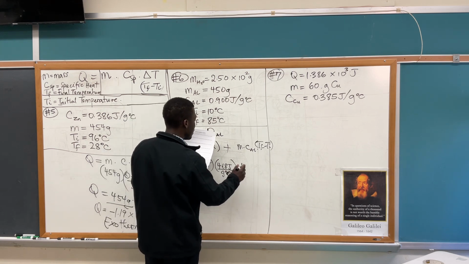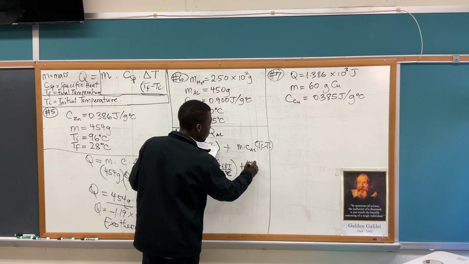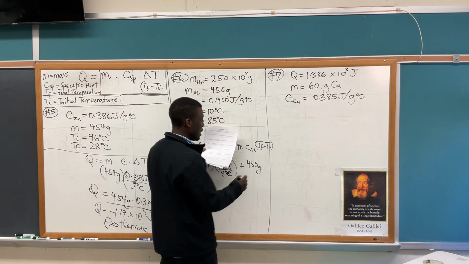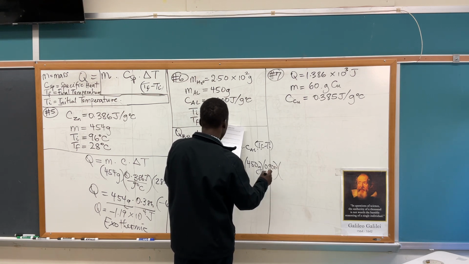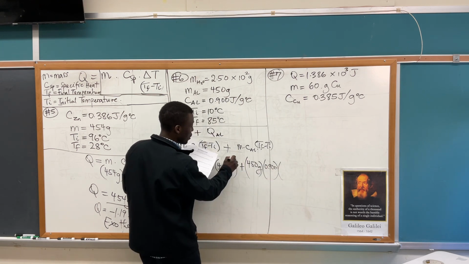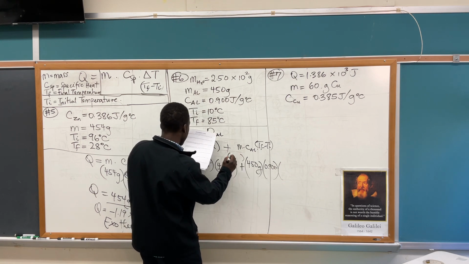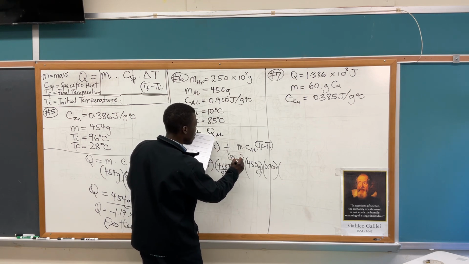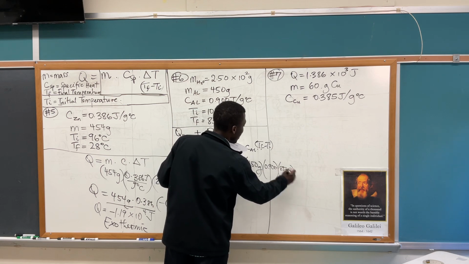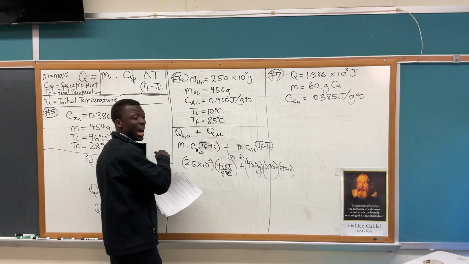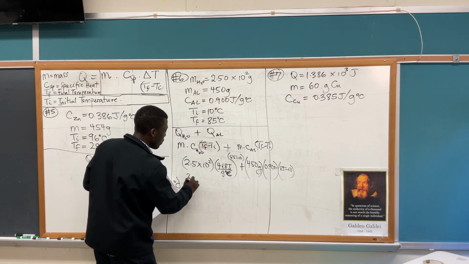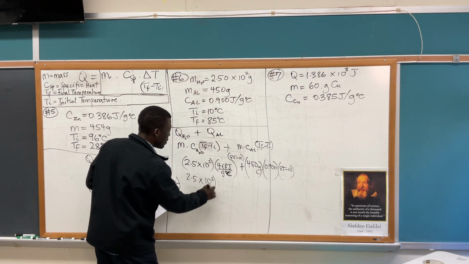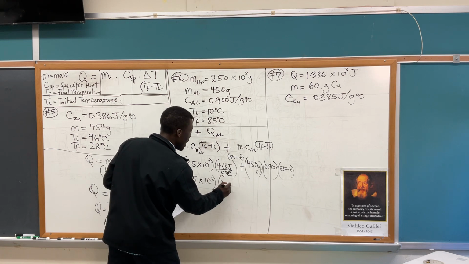And this is plus, what is the mass of aluminum? 450 grams. What is the specific heat? 0.900. And what is the temperature change? It would be, I apologize, I didn't write it here, but it would be 85 minus 10 and 85 minus 10 here as well. We could technically factor that out, but let's just leave it this way. So we have 2.5 times 10 squared times that.